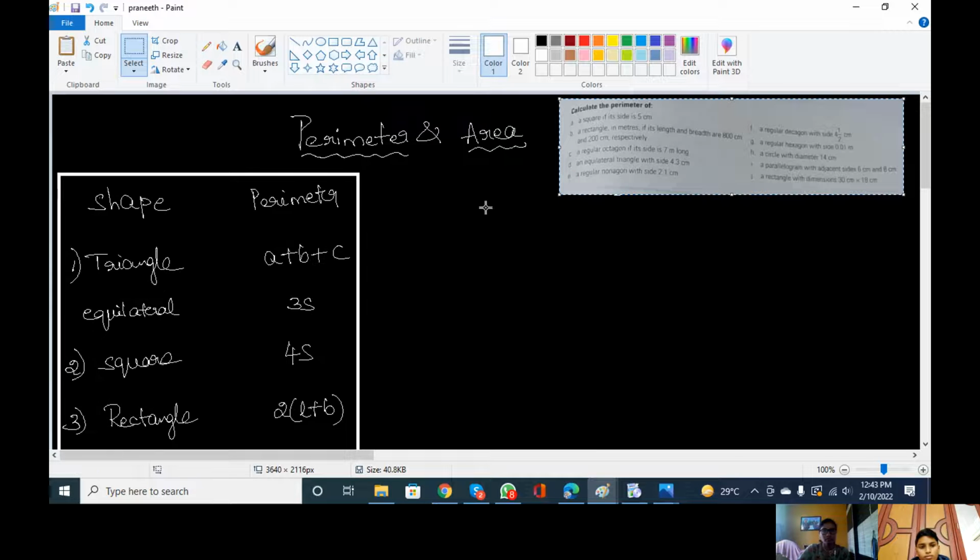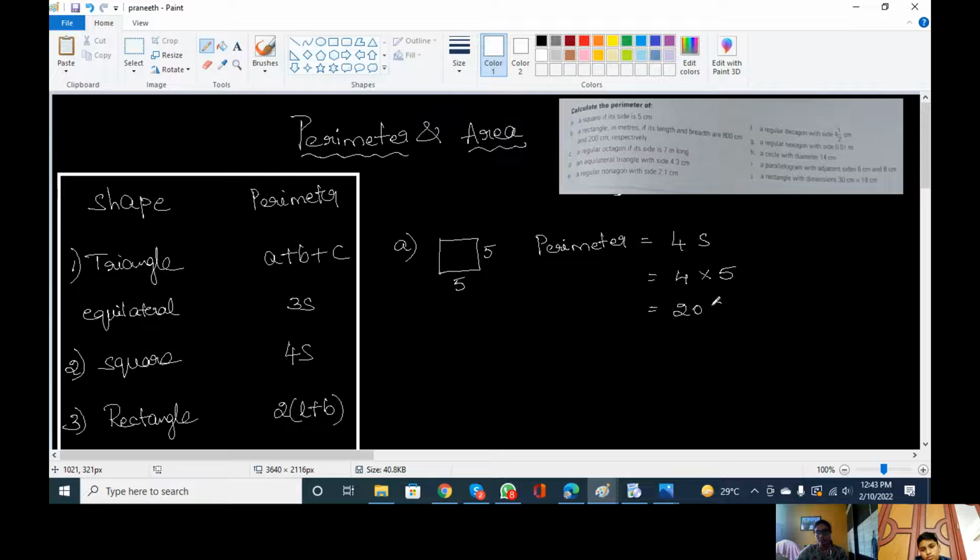First one, a bit. A square, if its side is 5 centimeters. So all the sides are equal in the square. So the perimeter of a square is equal to 4s. Each side is here 5 centimeters. So 4 times 5 centimeters. 4 5s are 20 centimeters.